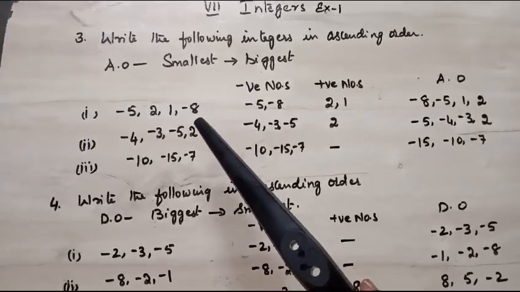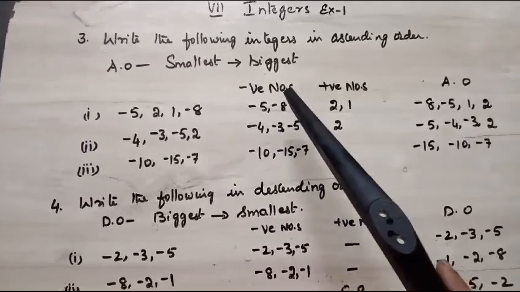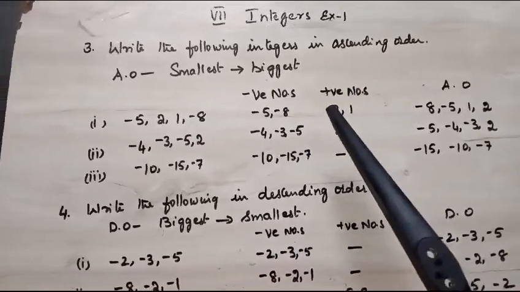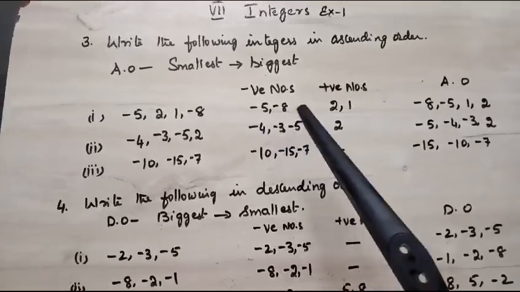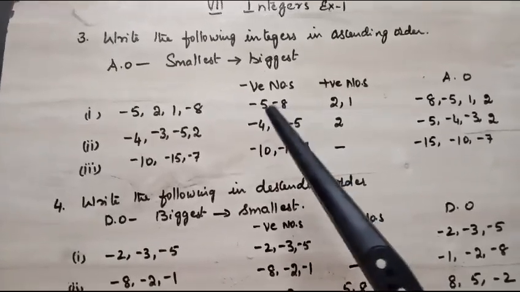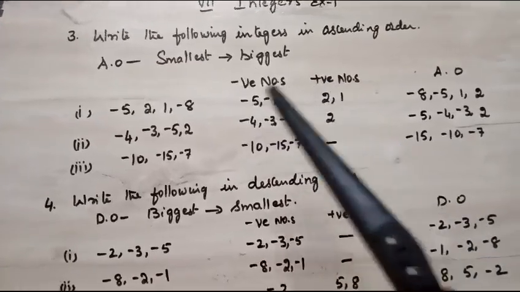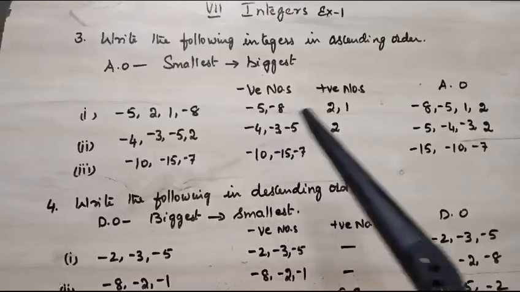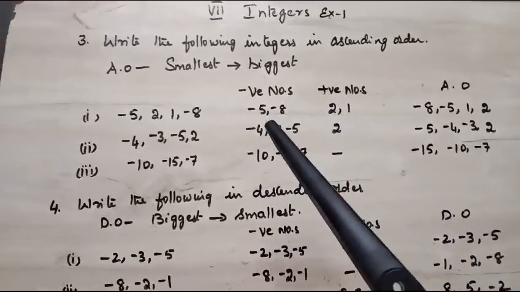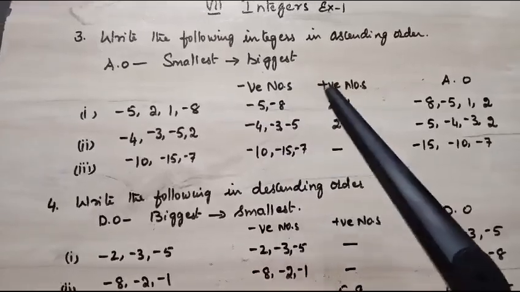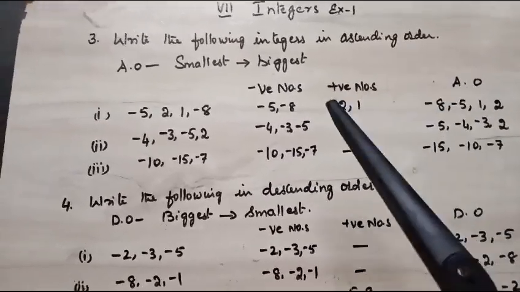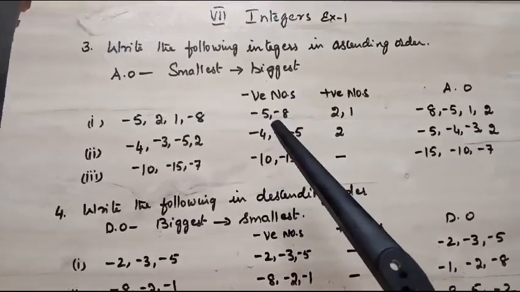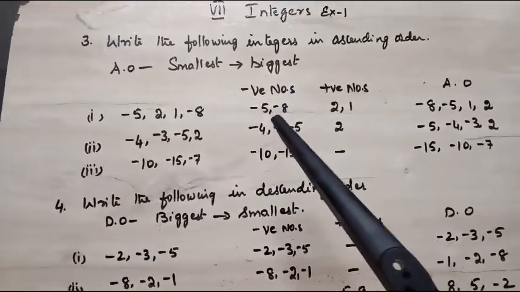For our convenience, children, if you write the negative values given in this problem and the positive values separately, then you can identify very easily which is smallest and which is biggest. As the problem is from smallest to biggest, when you have negative and positive values, you know pretty well that negative values are smaller than positive. So now we have an idea that first we have to write negative values. But among these negative values also, you have to see which is the smallest one.